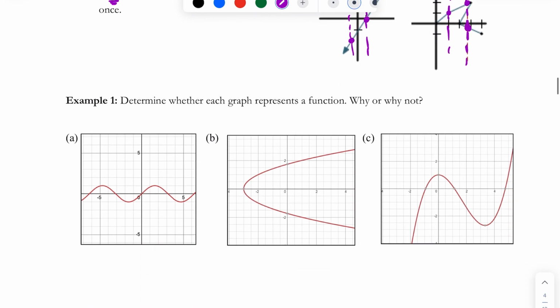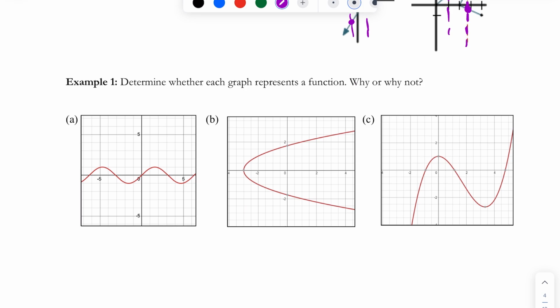So let's practice that. In example 1 here, it says determine whether each graph represents a function or not, and then explain why or why not. So if I look at this first one here, I'm going to draw a couple vertical lines, but we can also just use those grid lines and we'll see, hey, each of those vertical lines are only hitting that graph at one point. So yes, this is a function. That's because it passes that VLT.